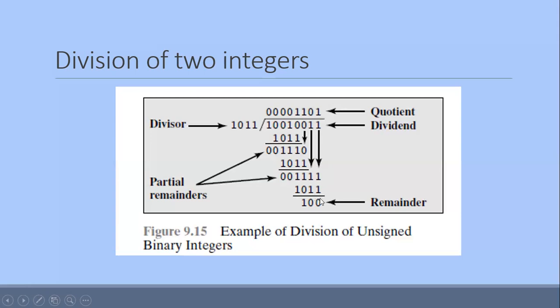1 minus 1 will be 0. 1 minus 1 will be 0. 1 minus 0 will be 1. And 1 minus 1 will again be 0. So as all the bits are covered, you can see the division is completed. Now you can see here, this is your remainder, and this is your quotient, whatever you have got. If you convert these into decimal numbers, you will know this is the accurate division.